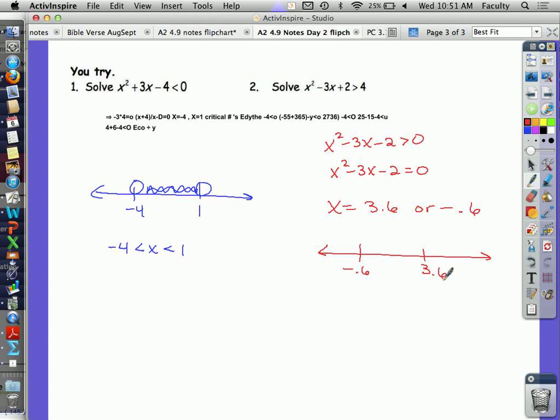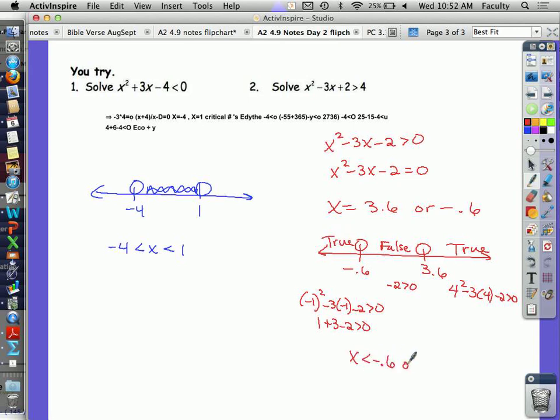So then what you're going to do is you still need to do a number line. If I plug in 0, I get negative 2 is greater than 0. That's false. If I plug in 4, that's true. And let's say we do negative 1. That's true. So my solution is x is less than negative 0.6 or x is greater than 3.6.